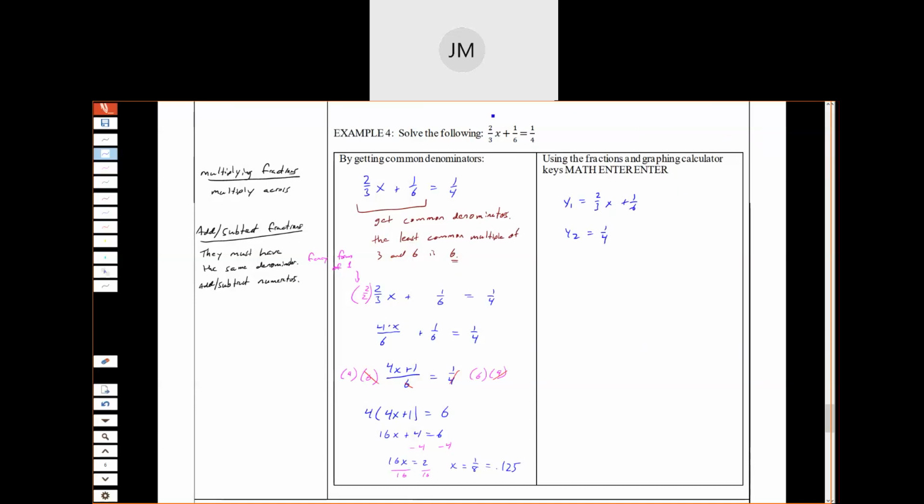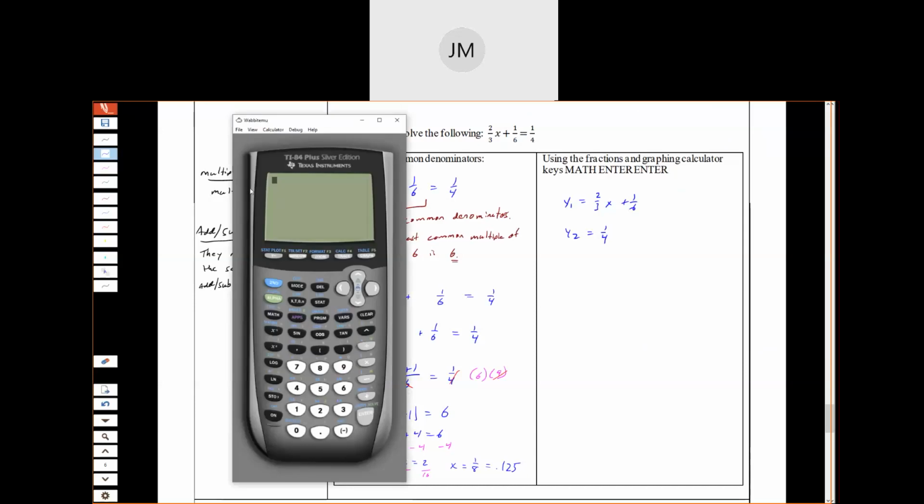Okay, so I'll pick that left-hand side to be my y1. Let's clear out the old stuff. So 2/3 x. You could write 2 divided by 3, or if you want to be fancy, you can make the fractions in here, right? 2 divided by 3 times x plus, go back to the math menu to get my fraction, 1 divided by 6. But if you just use division, it's all right too. Gives you the same answer. Okay. And here I'm going to put in my 1/4.